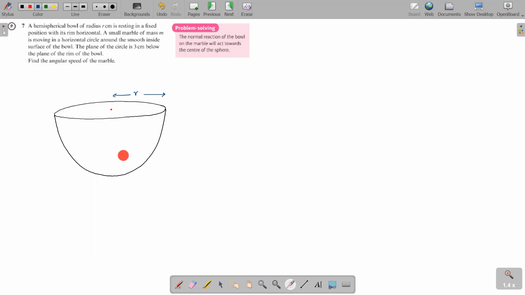So inside the surface, you have a marble that's moving in a horizontal circle, and they say the plane of this circle is 3 centimeters below the plane of the rim of the ball. So basically, the circle is 3 centimeters below the circular plane, which means your particle is moving in a circular path on the inside surface of the hemisphere.